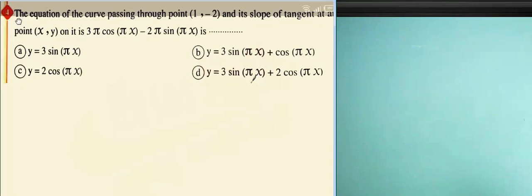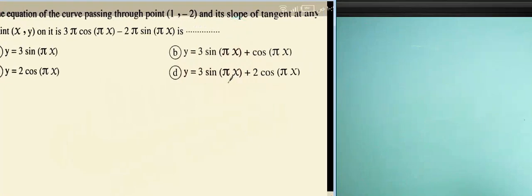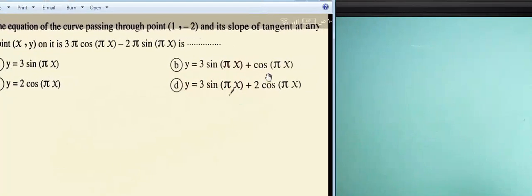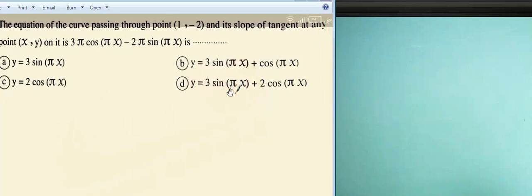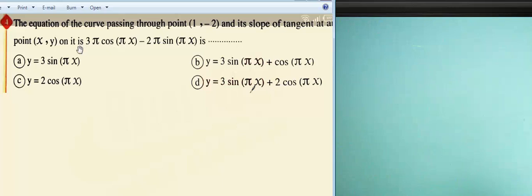Question 4. The equation of the curve passing through point (1, -2) and its slope of tangent at any point (x, y) is 3 cos x − 2 sin x. He asked about the equation of the curve passing through the point and the slope of the tangent. Tangents mean we can find the slope, but he gives us the slope as a function.